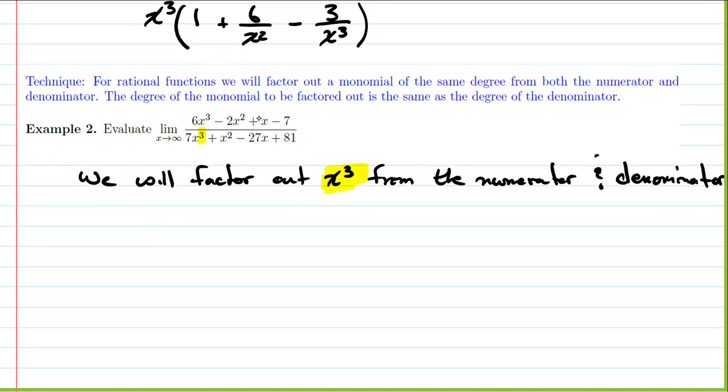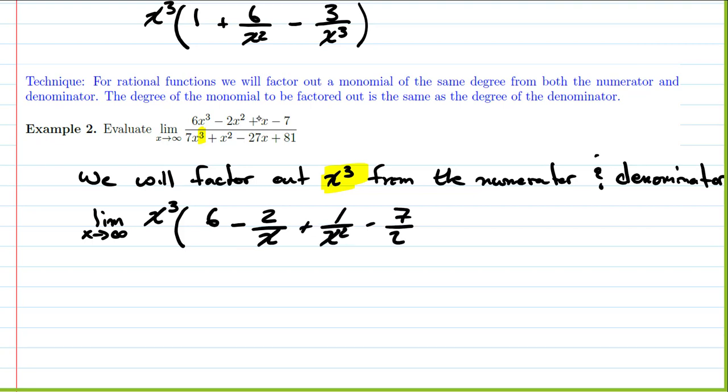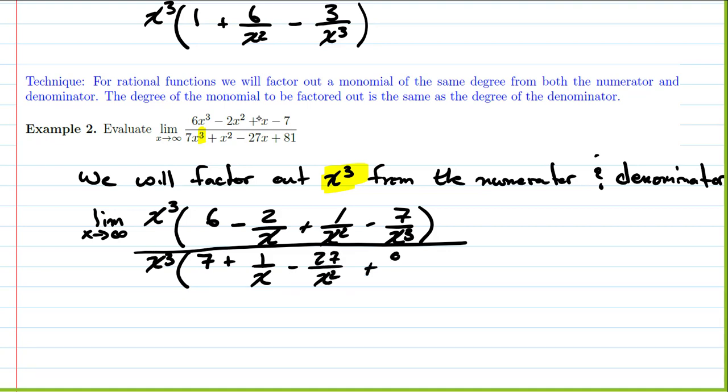So let's go ahead and do our factoring. If we take the limit as x goes to positive infinity, I factor out an x cubed from the numerator. So that's going to give me 6 minus 2 over x plus 1 over x squared minus 7 over x cubed. And in the denominator, I factor out my x cubed, and that leaves a 7 plus 1 over x minus 27 over x squared plus 81 over x cubed. So now, after we do that, I factored an x cubed from the numerator and an x cubed from the denominator. So what would happen? They reduce out and leave behind a 1.